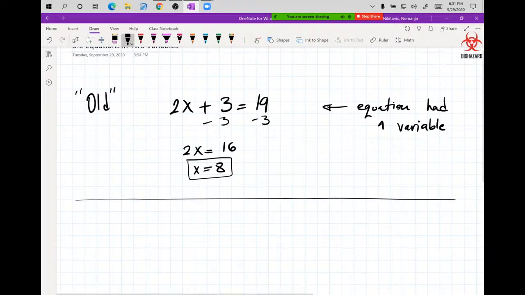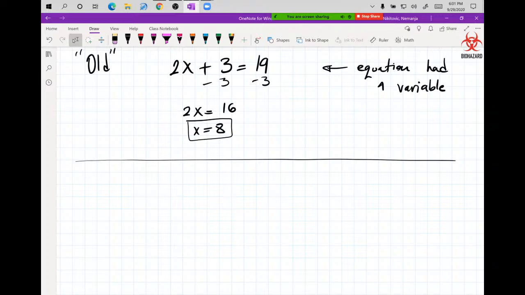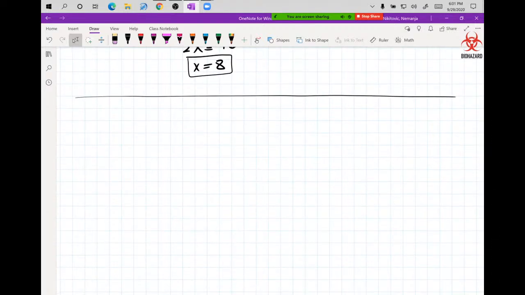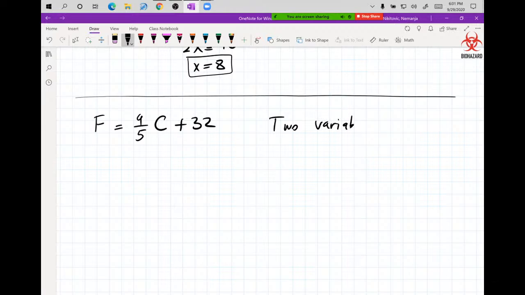Now, what we are going to look at are equations that have two variables, which means you can calculate two things. And we actually have seen one of them already. Remember the conversion for temperature? Fahrenheit equals 9/5 Celsius plus 32. This is two variables. You have Celsius and Fahrenheit, two different temperatures. So if you want to calculate one temperature given the other, you can do a quick calculation.